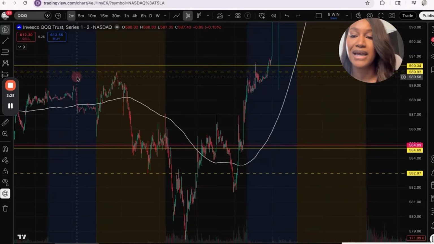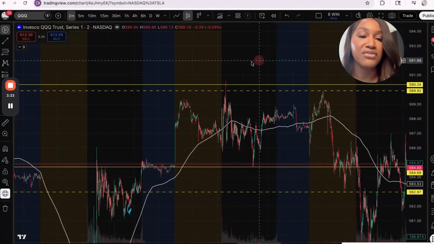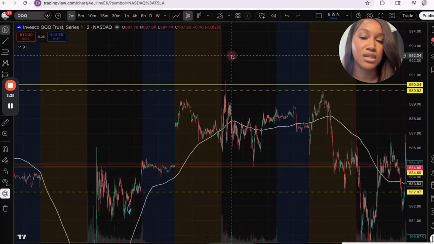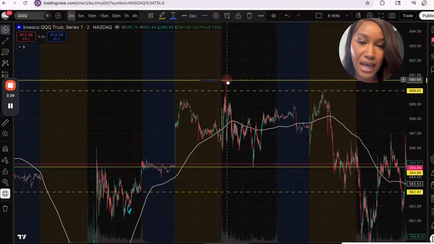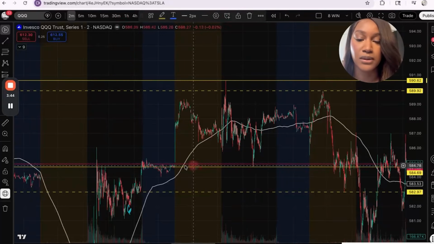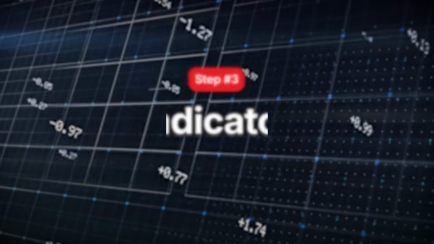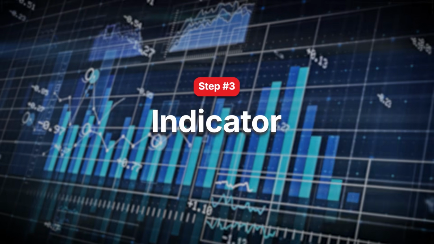Once I have that, y'all, I now want to mark my previous day high, which is going to be this black area. I simply want to make sure my line is touching the highest point of the price action during that time period, and the low here. So steps 1 and 2 are complete. Let's go on to step 3. Now with step 3, you're going to need an indicator, and that indicator is going to be the simple moving average.